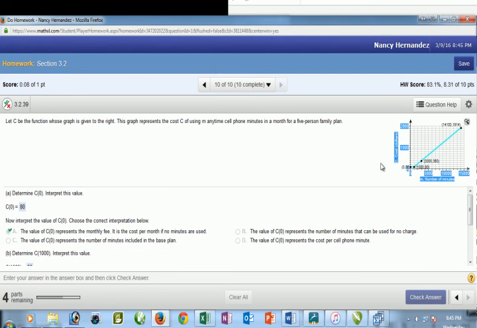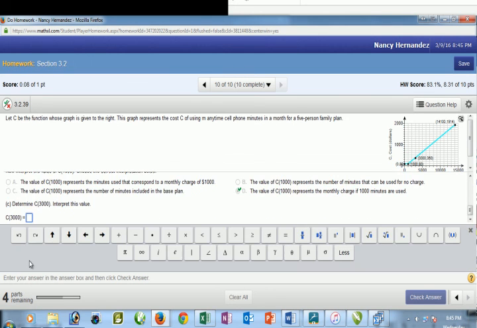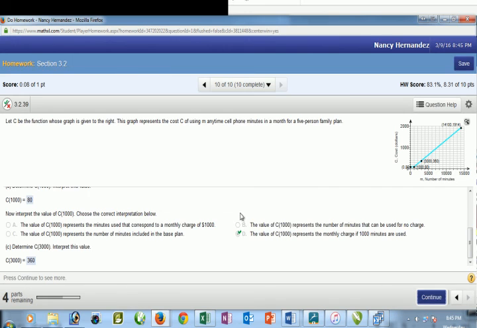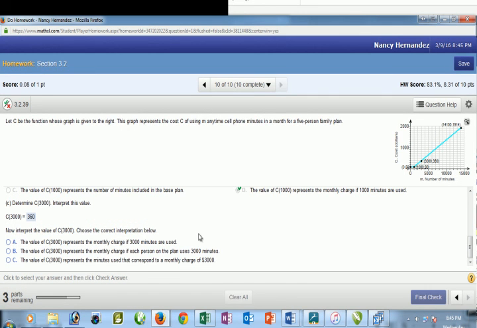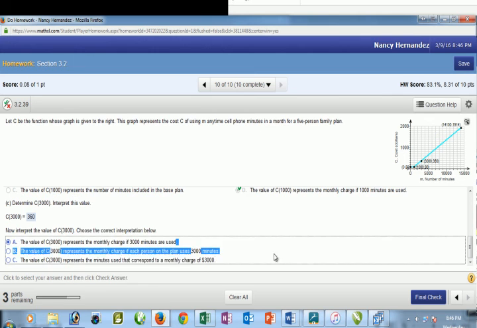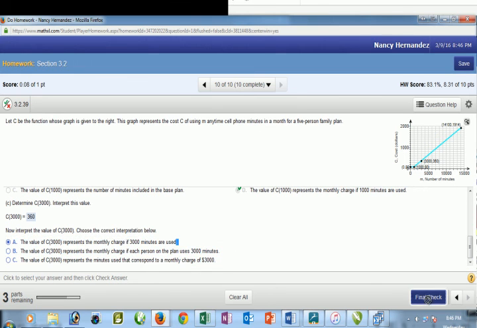Go to 3,000. I think it's 360. If you just look at the graph, it tells you when X is 3,000, my Y is what? 360. There you go. Or my abscissa is really what I should be saying, but we get the idea. Monthly charge for 3,000 minutes. Cool.